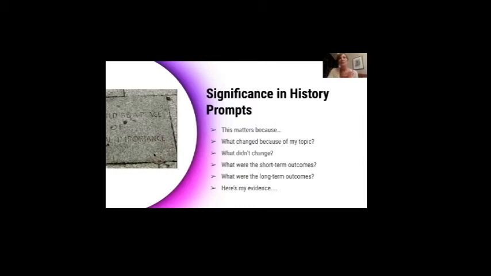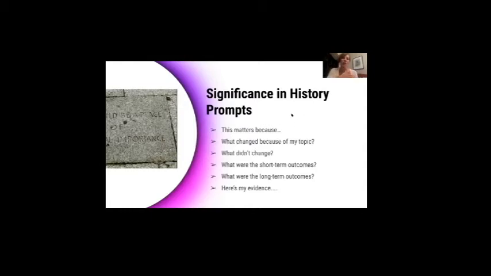What it means is it's not enough to tell Jackie Robinson's story. We also need to tell why he mattered, like what changed because of him and his actions. What didn't change, right? So it's kind of like Paul Harvey telling the rest of the story. The significance in history really is the rest of the story. And the way to pin that down for kids is to use some really simple prompts, such as, this topic matters because, and have them think that through.